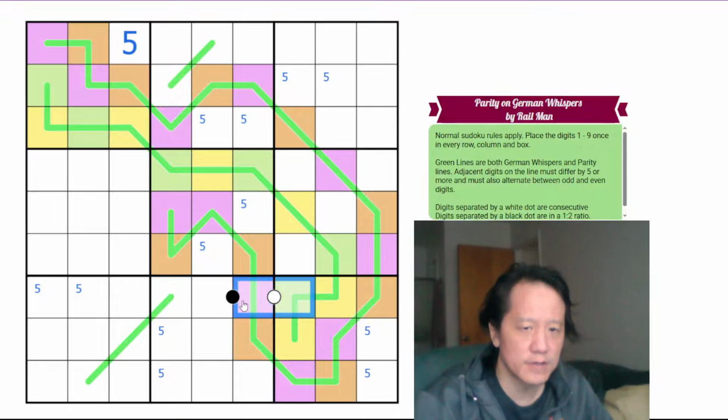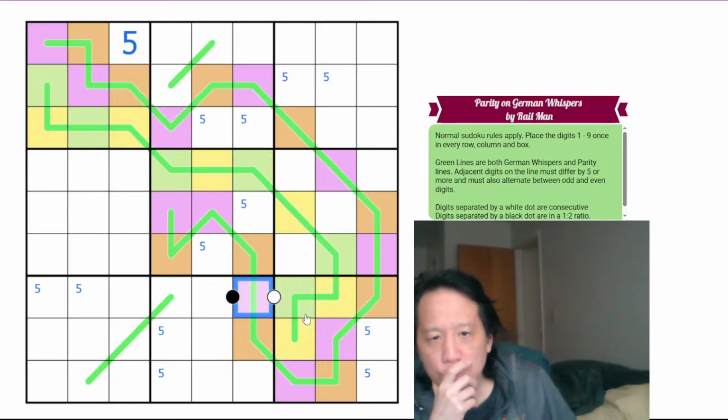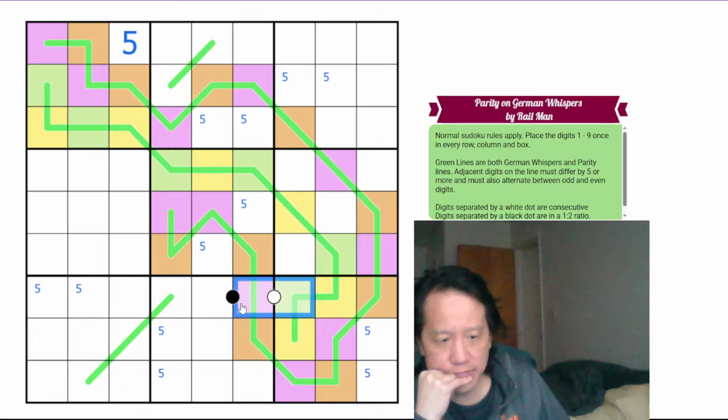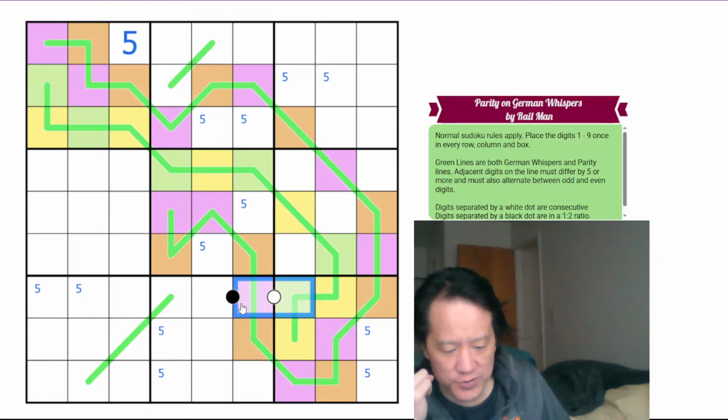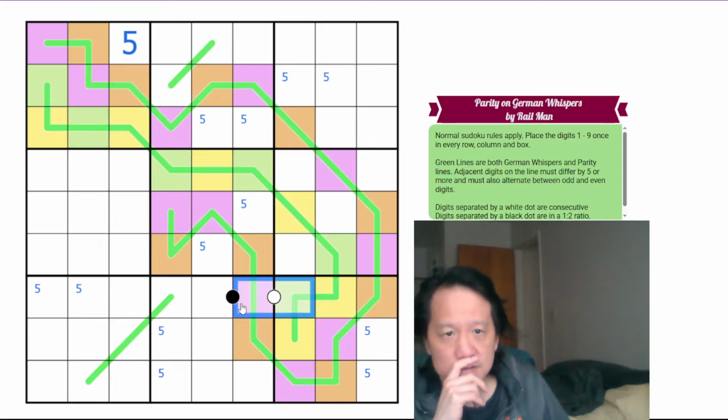These are consecutive. We kind of already know. Oh, we don't really know that actually, do we? So these must be consecutive, which means they're both the same high and low aspect. And they also are different odd even parities. Okay.